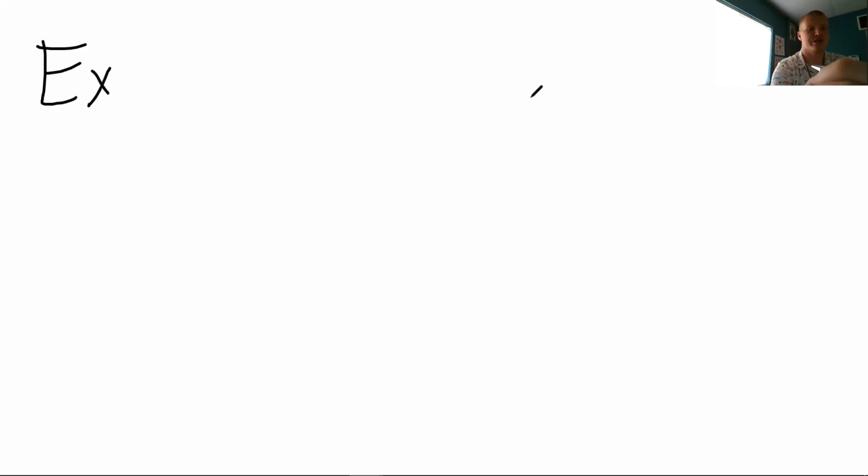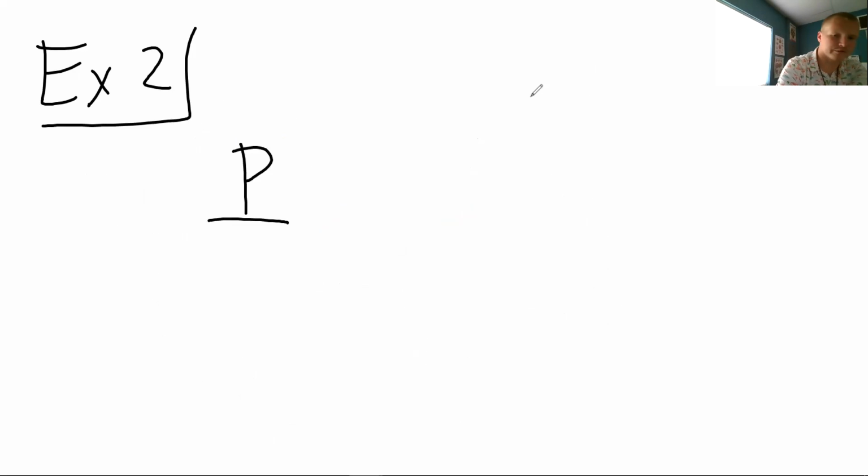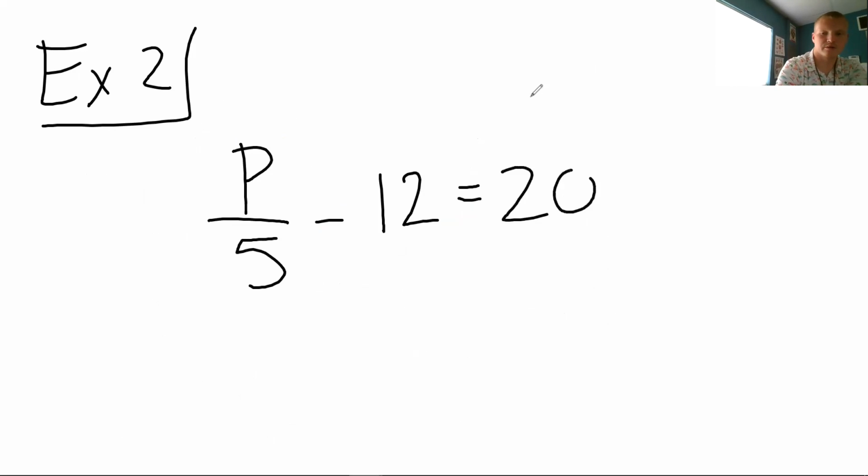Example 2 is a little more challenging just because it has the p in the numerator. So p over 5 minus 12 equals 20. So p divided by 5 minus 12 equals 20. So first things first, I need to get the 12 off of the left side of my equation and get it on the right side of my equation. So I'm going to add 12 to both sides.